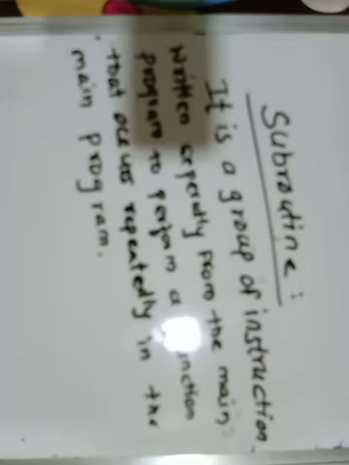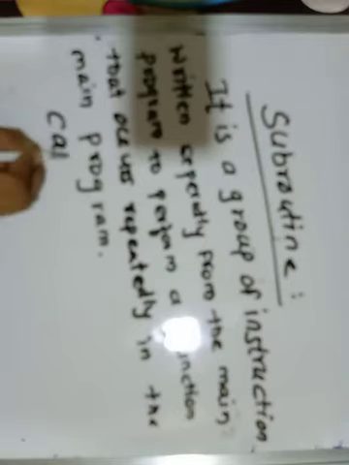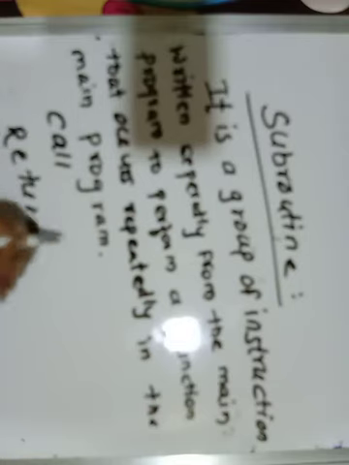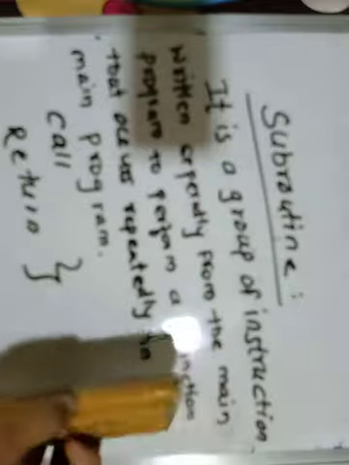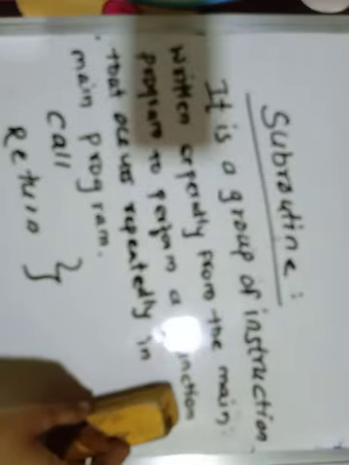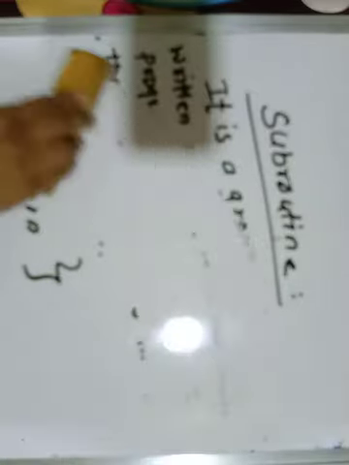So there are two instructions to implement the subroutine. One is the call, and the other is the return. Okay, there are these two instructions, call and return. So there is the unconditional call and there is the conditional call, just like your branching instructions. So in the case of call, we'll see the unconditional call.